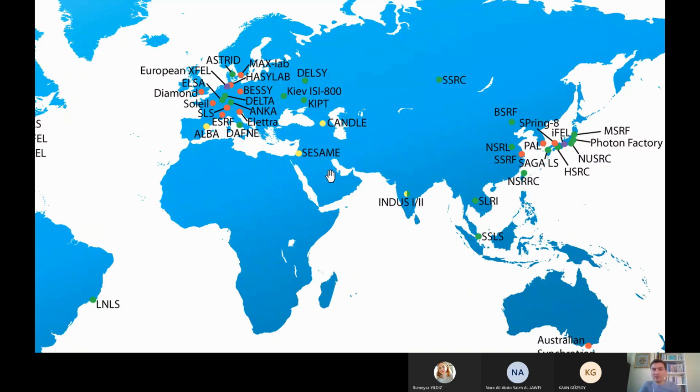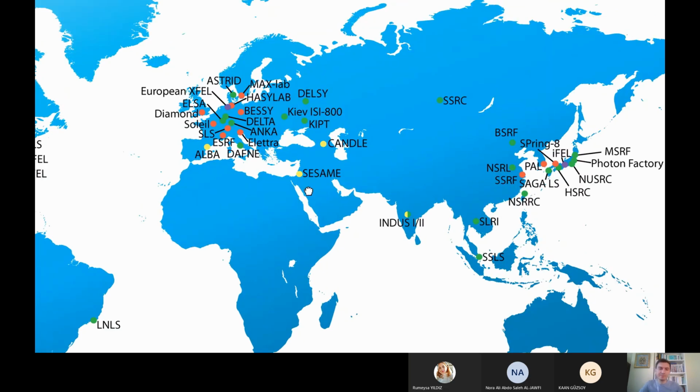But some of these countries, for example Saudi Arabia here, and also some North African countries, are petroleum-rich countries. They can produce this type of instruments in order to improve their science and technology. But unfortunately, we cannot see any synchrotron light source or FEL in these countries.